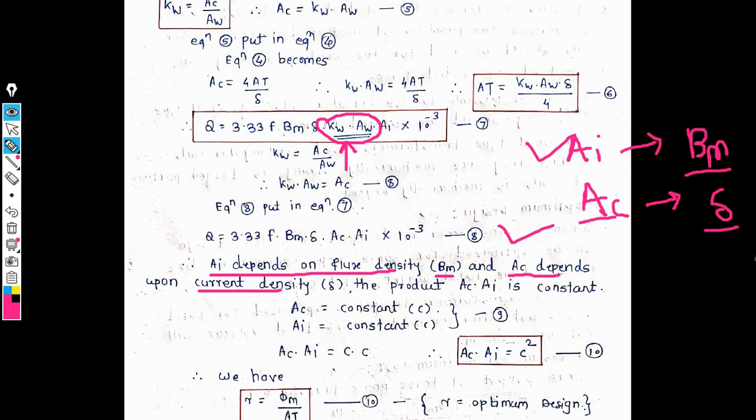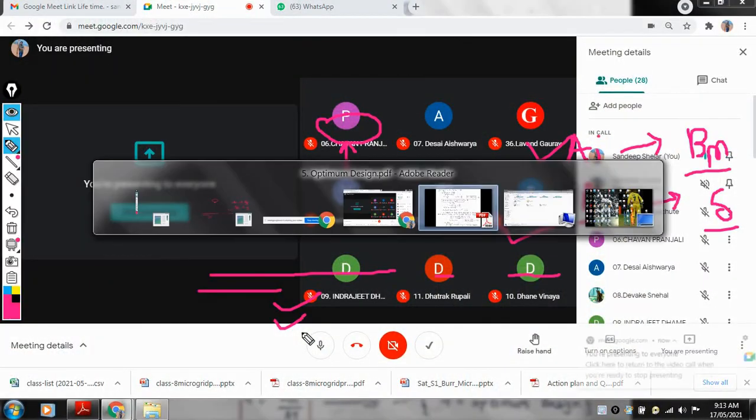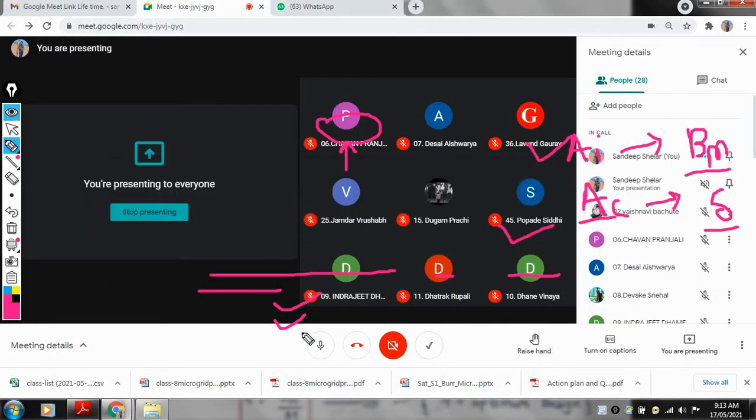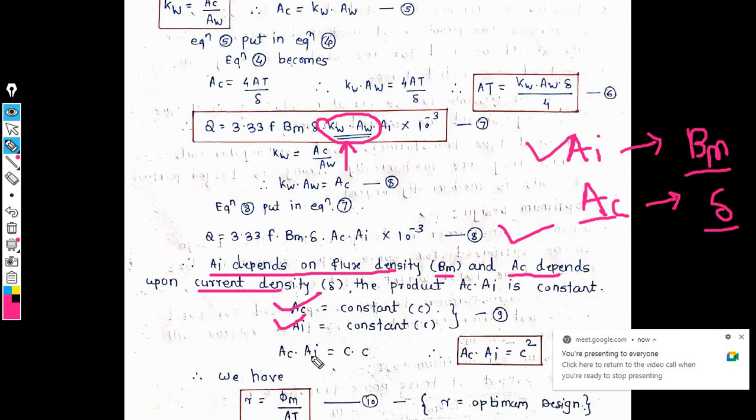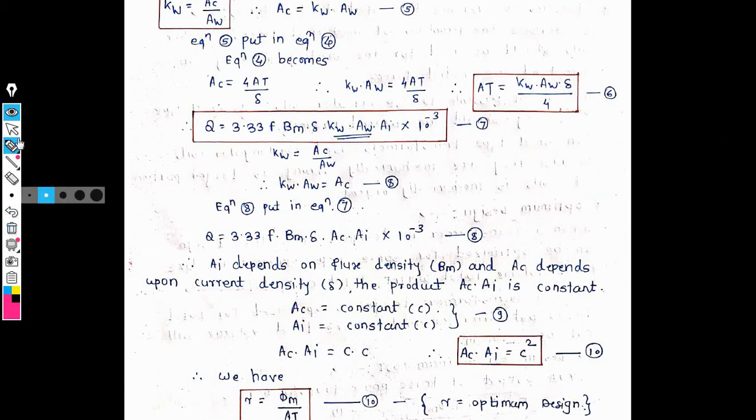Then we have also considered two parameters, AC and AI. That means we have considered constant values of AC and AI, because these two parameters are very important to find out the minimum cost of the three-phase transformer. Then we have to put AI is equal to AC and AC is equal to AI. That means put AC into AI is equal to C, then C into C square. Then in which equation we also need the optimum design.